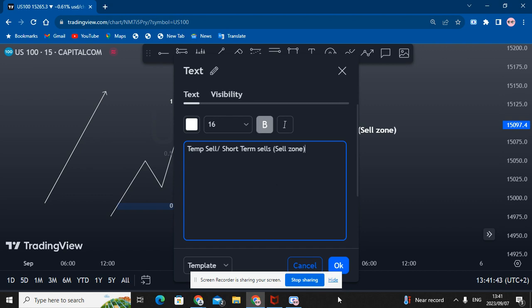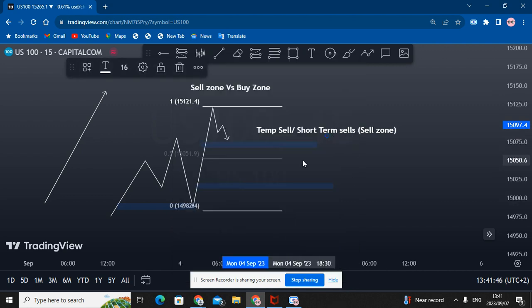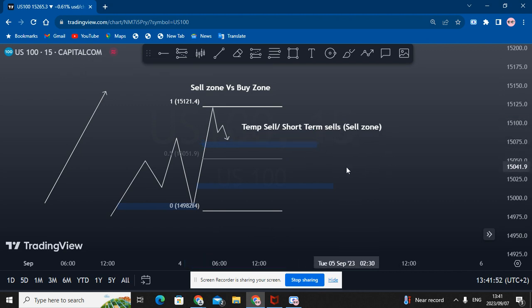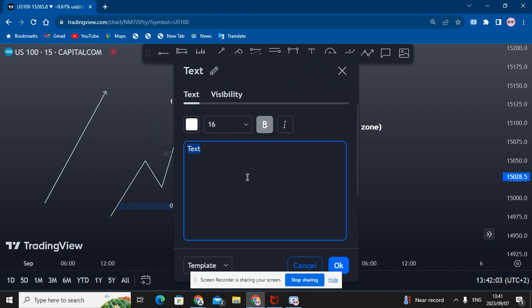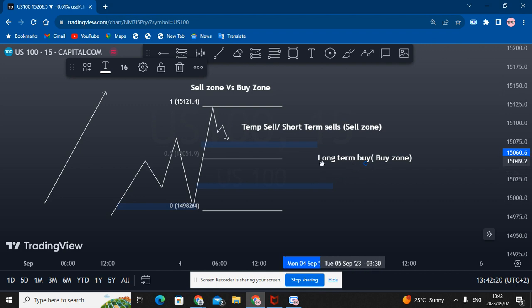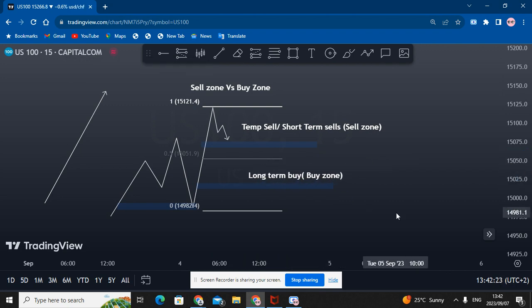Everything you do in that upper area, above your 50%, you only take sells and nothing else. You cannot take a buy here until the market goes beyond your 50% zone. But the minute the market goes beyond your 50% zone, that's where you can start taking your long-term buys. Ultimately that's your buy zone. Remember, we're focusing on an uptrend. Anything below this 50% line is your long-term buy zone.